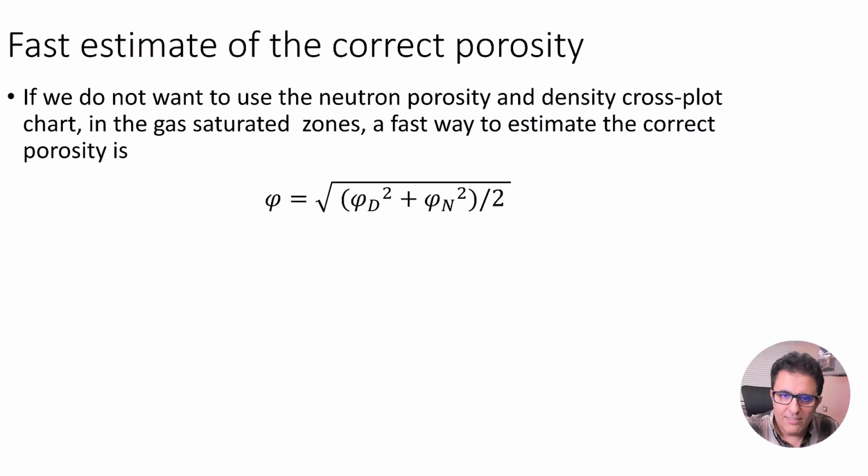Again, if you don't have access to this chart, you may use this equation for the case of gas saturation. What you need to do is calculate phi d squared plus phi n squared, calculate their average, and then calculate its square root.